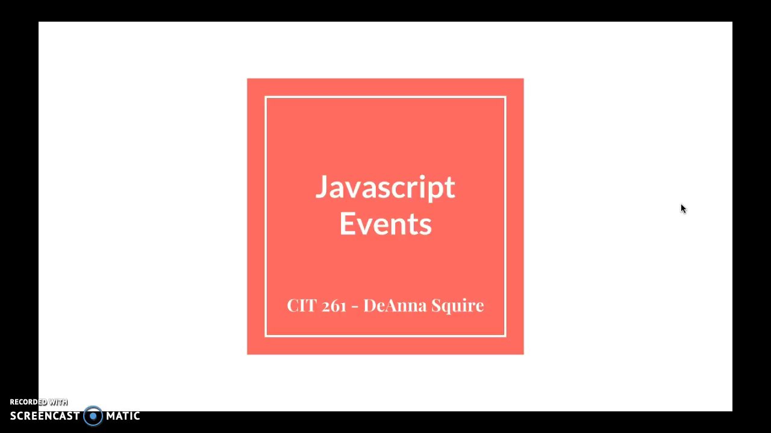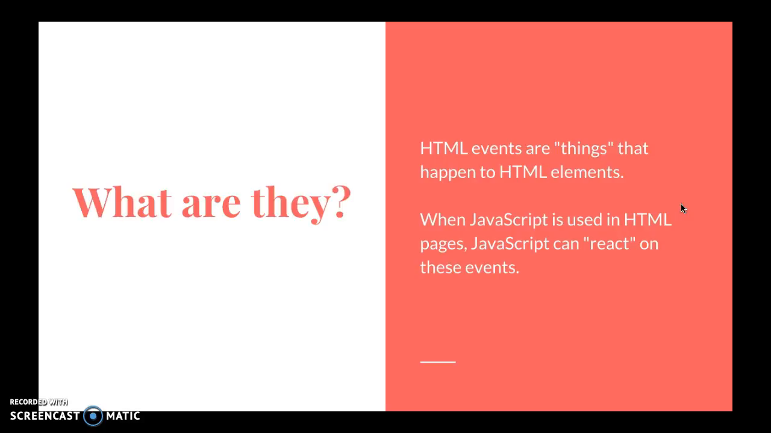What these are, basically, are things that happen in HTML, like when you click on a button and a screen pops up, or when you roll over things and they change colors. That's what JavaScript events are. Here's the description that W3Schools put in. HTML events are things that happen to HTML elements. When JavaScript is used in HTML pages, JavaScript can react on these events. So basically you're taking the element and doing something with it.